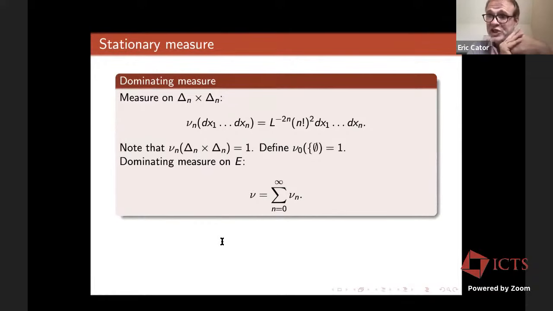So we start with a dominating measure on this state space E. Dominating measure being, well, it's just a Lebesgue measure. And then we scale it in such a way that each part of the state space, so the empty configuration with 2 particles, 4 particles, 6 particles, etc., each part with n positive particles has total mass 1. So that's the dominating measure on this E. And this is a slight abuse of notation, but I think it's clear what it means. And we're trying to find a stationary measure which is dominated by this one.